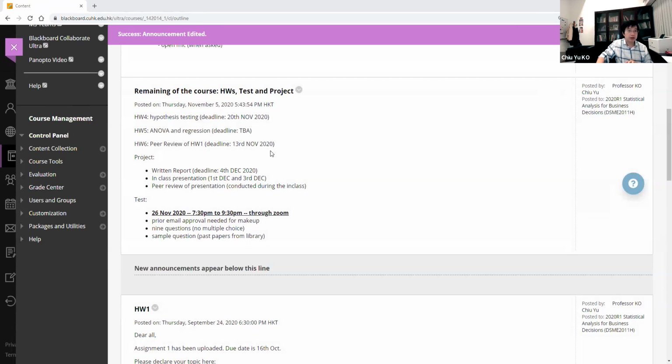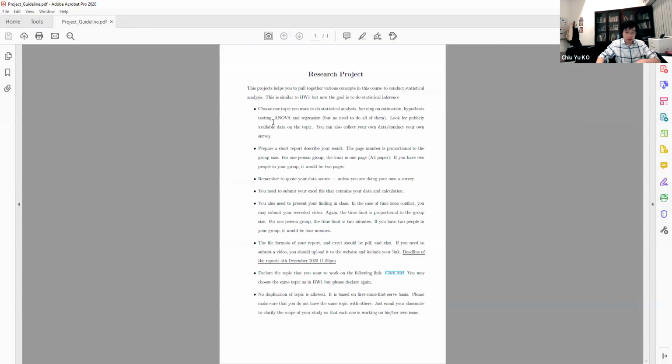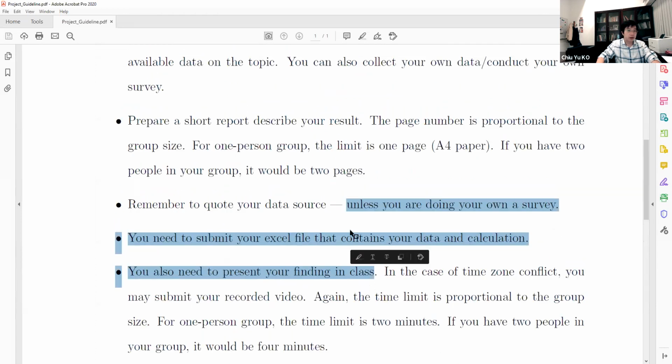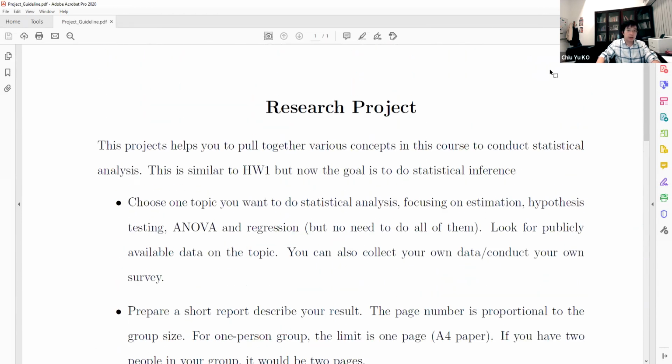And people ask whether it's group or individual. It can be group or individual, because in the syllabus I said I allow group or individual, so that's why I allow you to be in a group or individual. That's also fine, but the work is proportional to the size of the group.